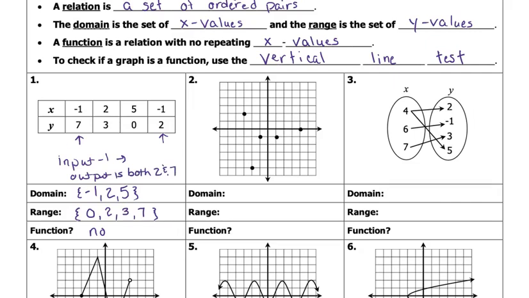All right, number 2, I've been given what we call a discrete, if you remember that word, discrete graph. And it's discrete because it's not connected. We just have coordinates or points, I guess we could call them, right? Plotted on a graph. So this is a discrete graph. I still want the domain, so I just want all of the x values, and then I'm going to want the range, all of the y values.